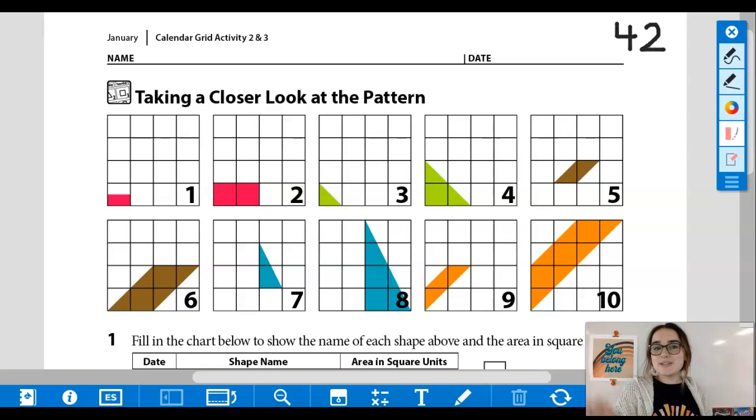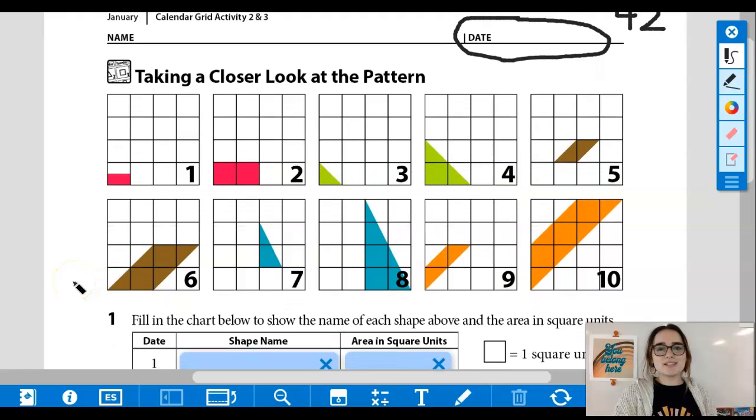Hey, fourth grade, you need your Number Corner book and you need to open up to page 42. On page 42, we are going to be taking a closer look at the calendar marker pattern for January. There is a secret emoji in this video, so make sure you're watching the whole thing to double check your work and so that you can tell me what the secret emoji is right on this line.